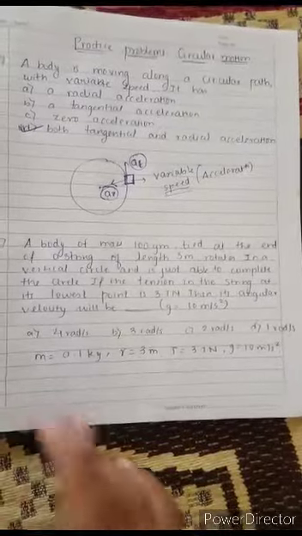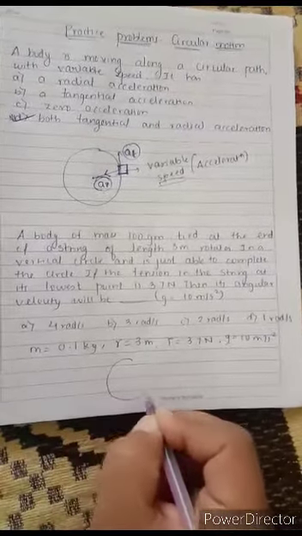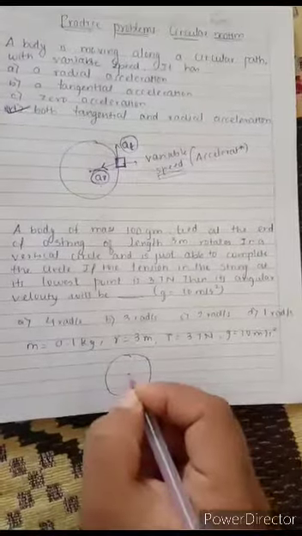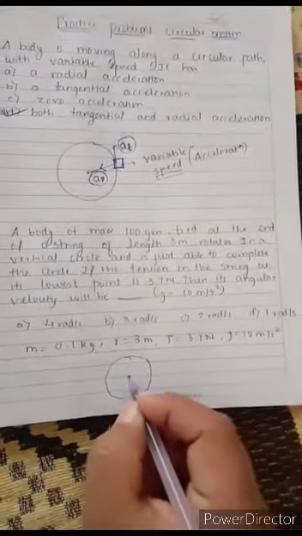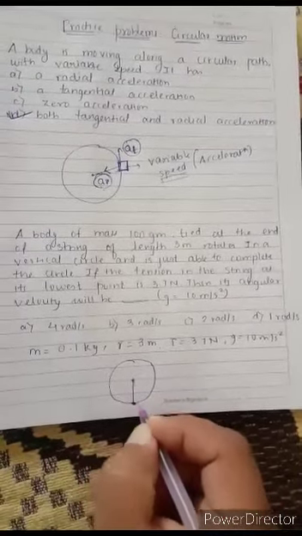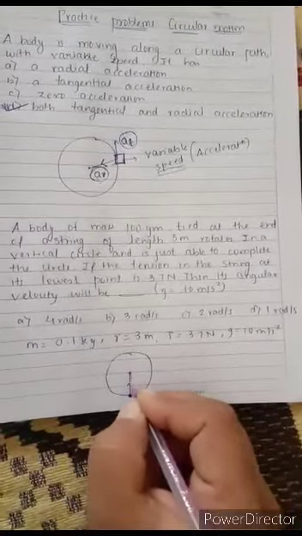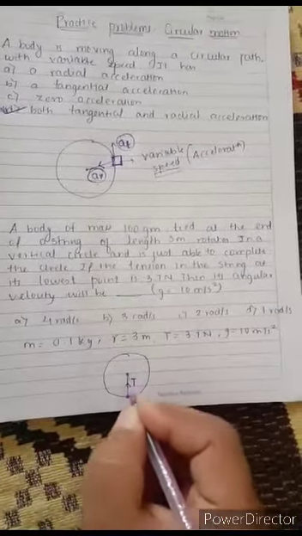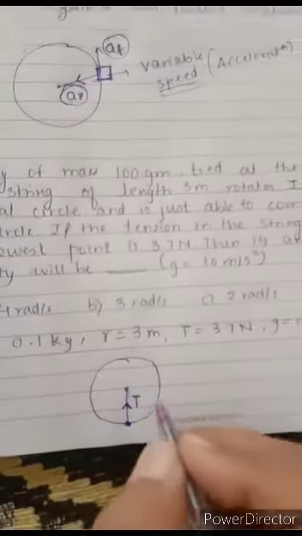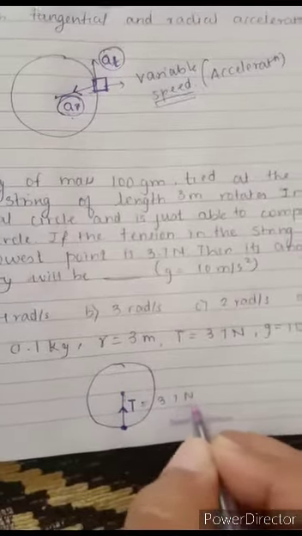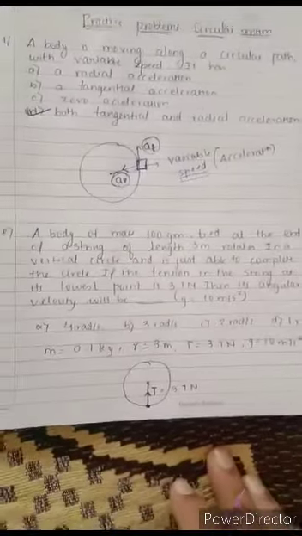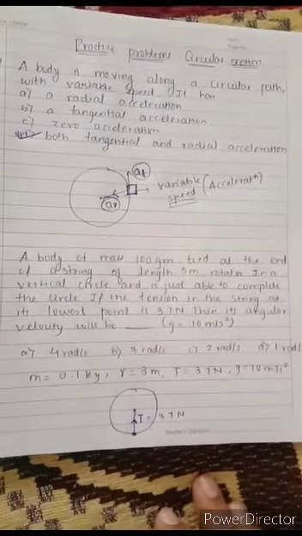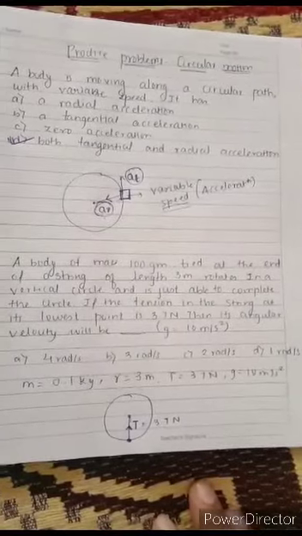Now see, a body is performing vertical circular motion, and what is asked? If the tension in the string at the lowest point, see, tension always acts towards the center. Remember, tension always acts towards the center. At the lowest point, tension is given to be 3.7 Newton. And what we have been asked? Angular velocity has been asked.